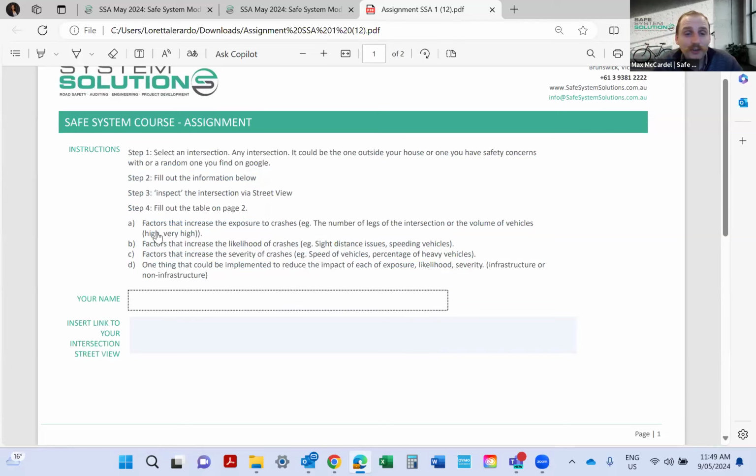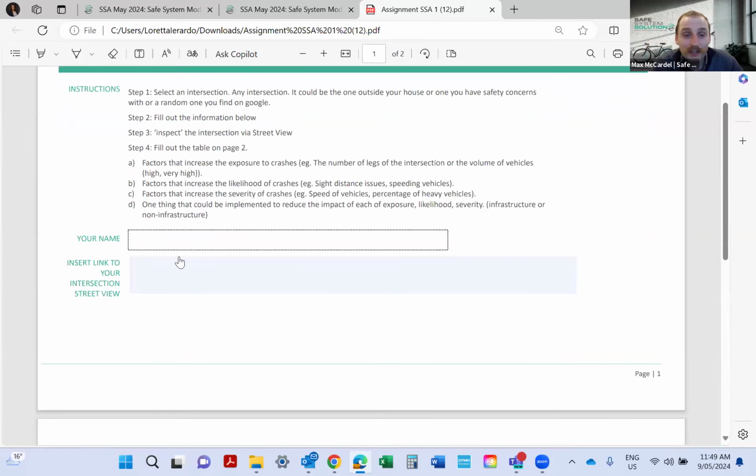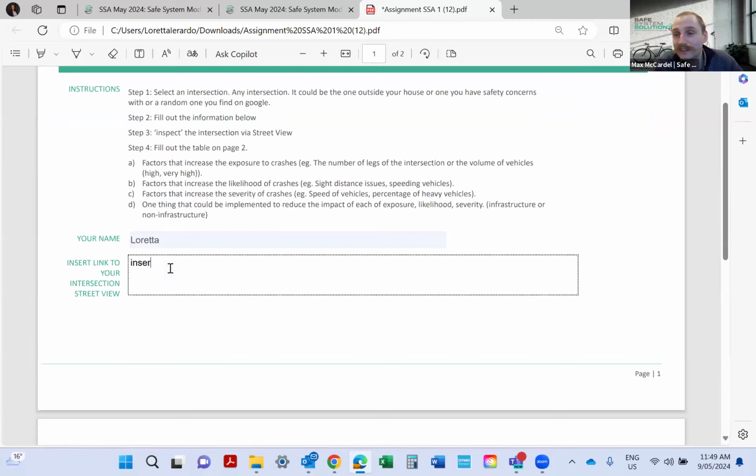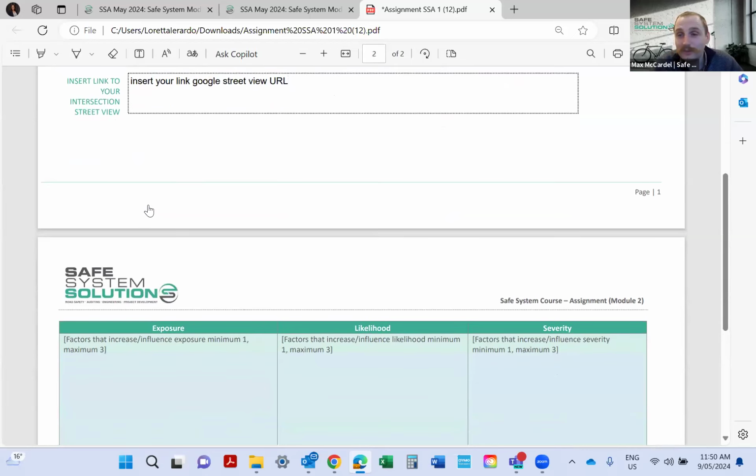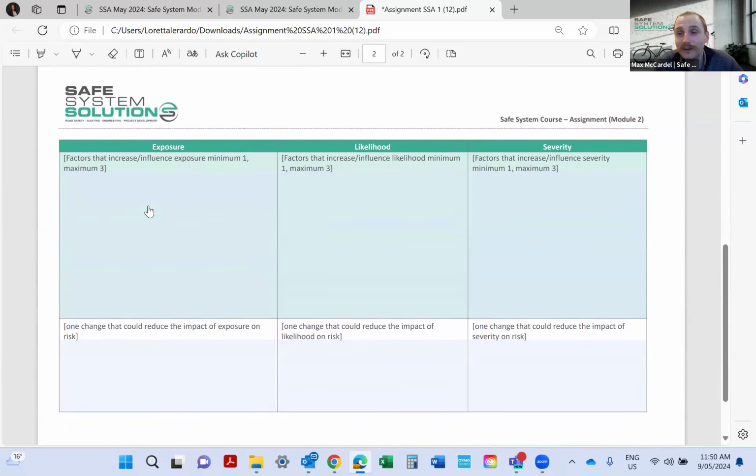We'll get you to fill in your name within this document, and then also just give us a link to whichever intersection that you pick. So go onto Google Street View, copy the URL, and then paste it in there, just so that we can have a look at the same intersection. You don't have to go out there on site. So that's all sweet. So can you go back up to the top, Loretta?